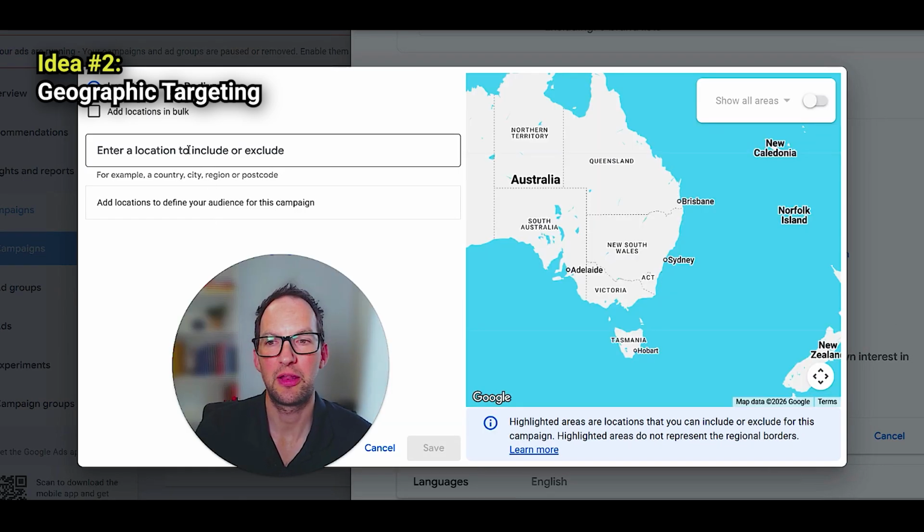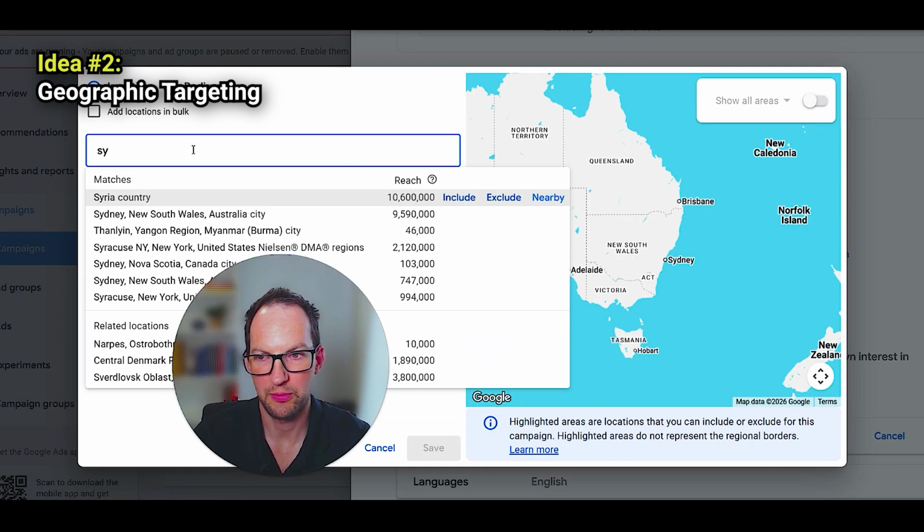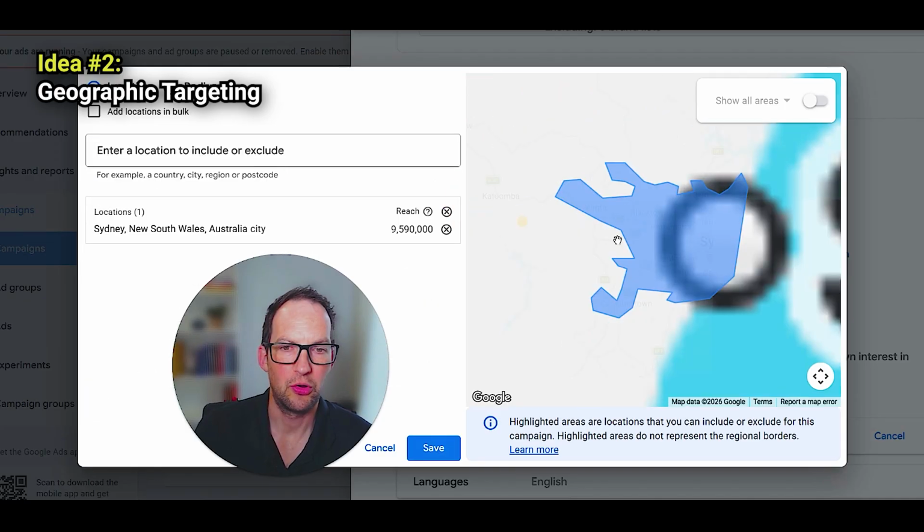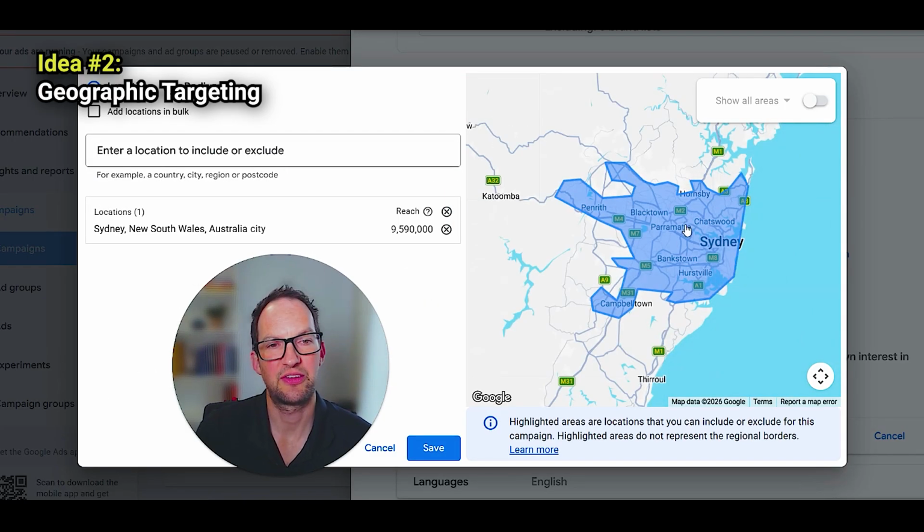For the location targeting, we want to come into enter a location and advanced search. So instead of selecting the whole country or whole state, you want to be putting in your city or even specific regions like suburbs in there. And if you can do that, that's going to limit where your ads actually show up. And that means you're not going to be getting leads or inquiries from all over the place. You're going to be getting leads from the areas that you actually service and can actually sell to.